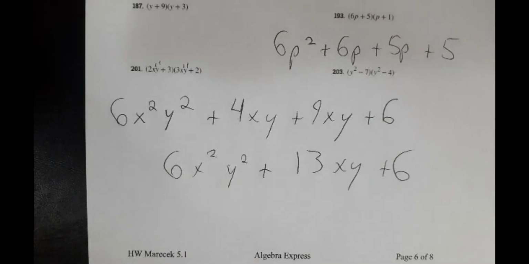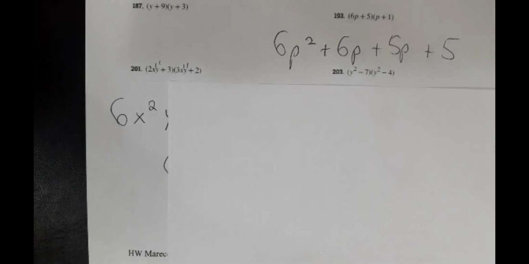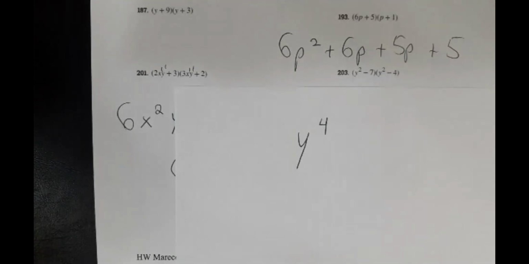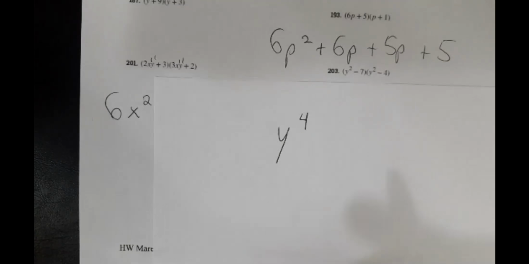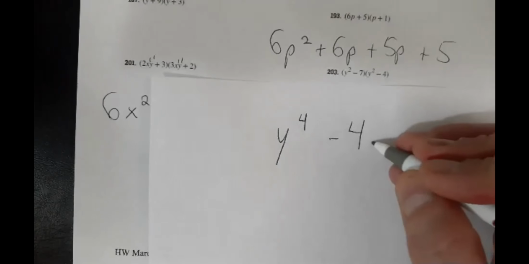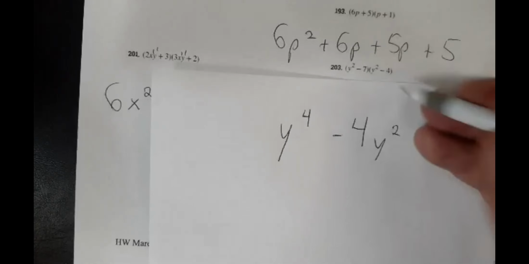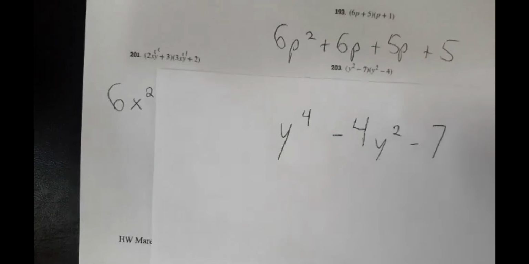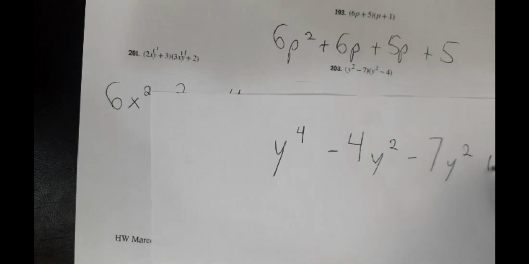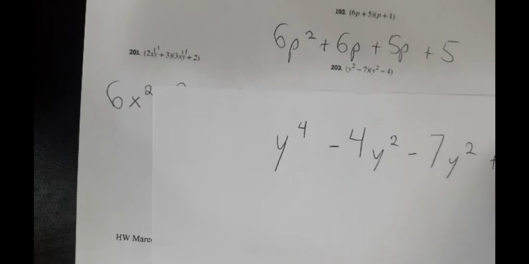Last guy. y squared minus 7, y squared minus 4. If we do y squared times y squared, that's going to give me y to the fourth. Okay. If I look here, I got y squared and a minus 4 is going to give me minus 4, and there is a y squared attached to this. The next thing, I got a minus 7 and a y squared. It's going to give me minus 7 y squared. And the last thing, minus 7 and minus 4 gives me positive 28.